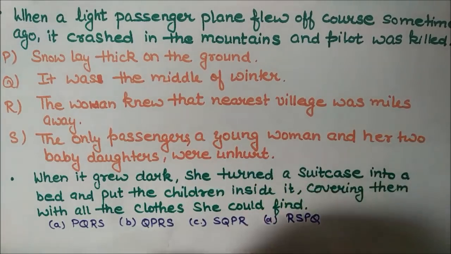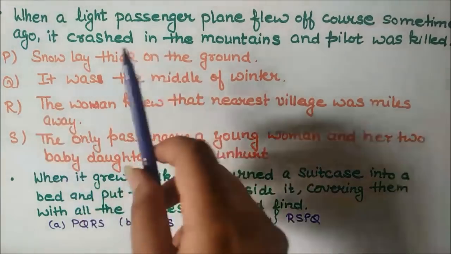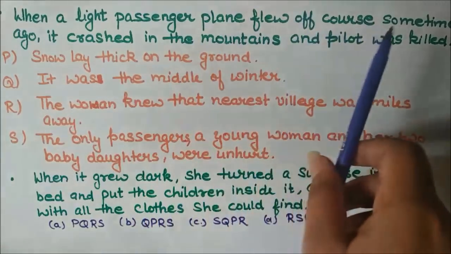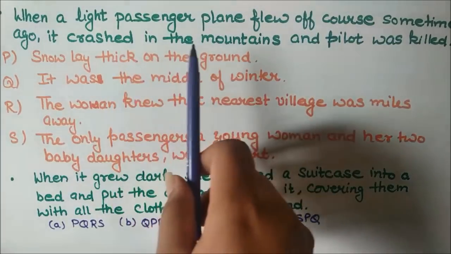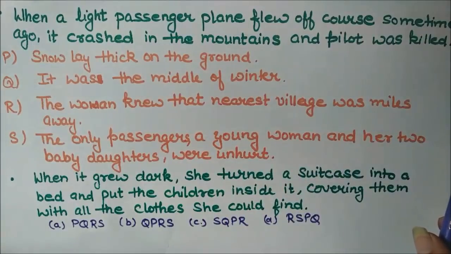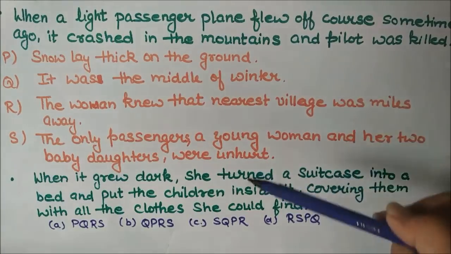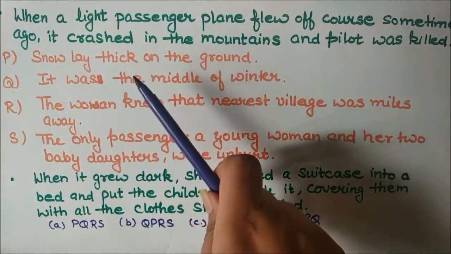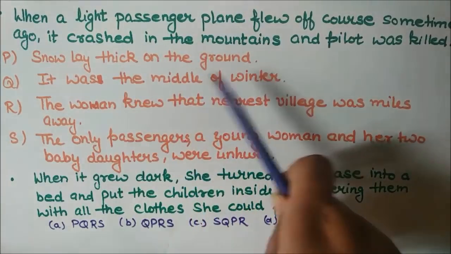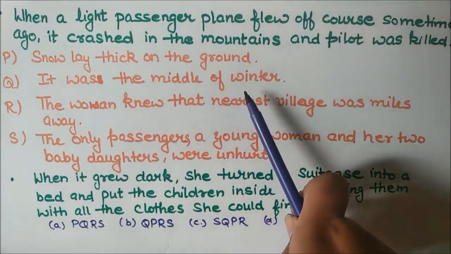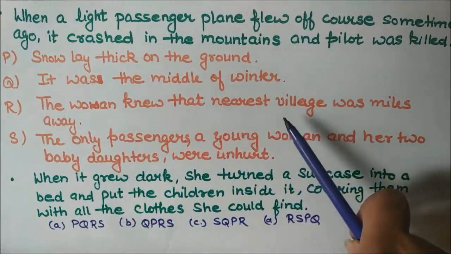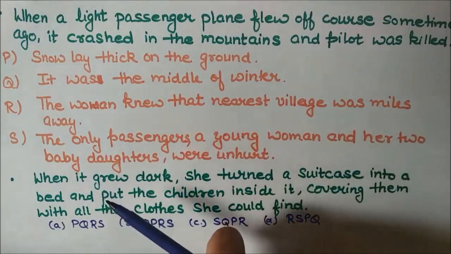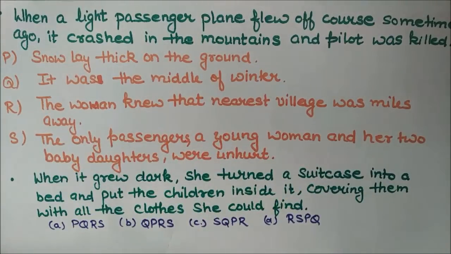Now we have to read the statements. When a light passenger plane flew off course some time ago, it crashed in the mountains and the pilot was killed. So we are talking about a plane crash. Now we have to observe the statements. The first says: snow lay thick on the ground. It was the middle of winter. The woman knew that the nearest village was miles away. The only passengers, a young woman and her two baby daughters, were unhurt.